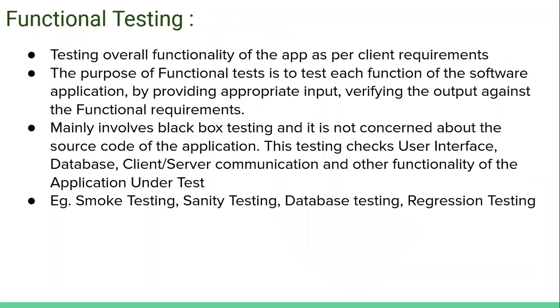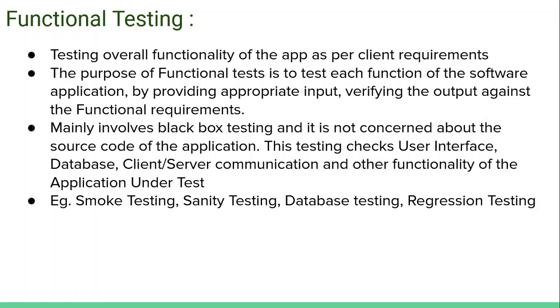Similarly, functional testing comes under system testing. Functional testing is testing the overall functionality of the application as per client requirement. The purpose of functional testing is to test each function. Function means feature. So each and every feature of the software application should be checked for working correctly or not. That should work as per the client requirement, which is mentioned in the document, right? At this stage, by providing various inputs, different inputs can be provided for similar types of features, and verifying the output against the functional requirements. The output should be whatever is mentioned in the requirement, right?